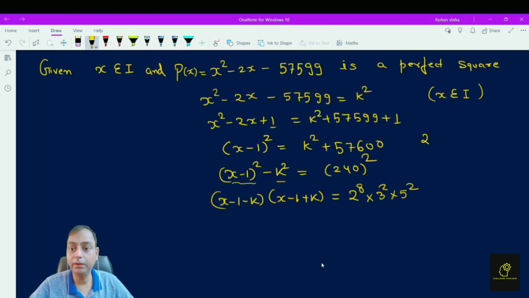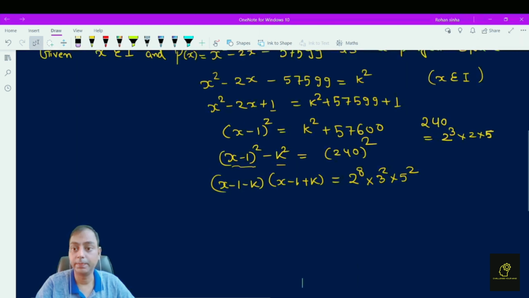So what can we write? We can write 240 as 24 into 10. So 2 cube into 3 into 2 into 5. So this is 2 raised to 4 into 3 into 5. So 240 square is 2 raised to 8 into 3 square into 5 square.